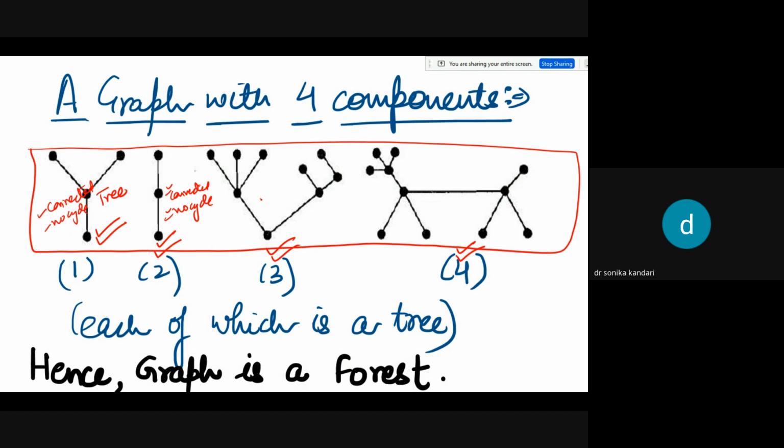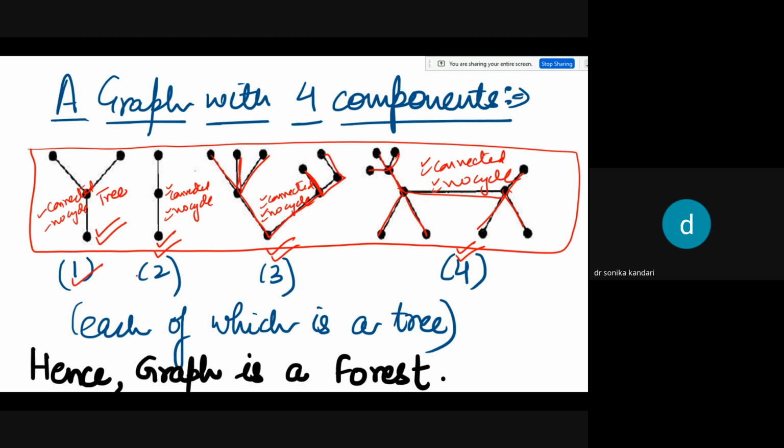This is a tree. All are connected. See, all are connected. Fine. And there is no cycle. This is also a tree. Here, this is a tree because all are connected. All components are connected and there is no cycle.